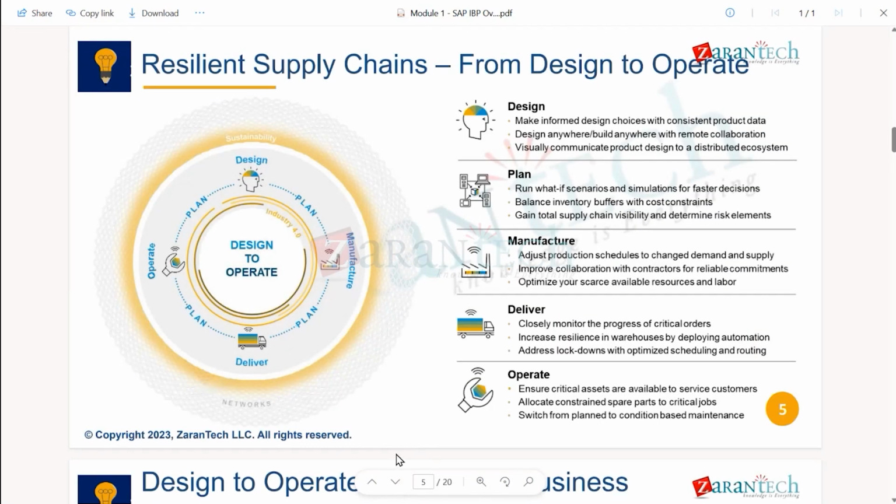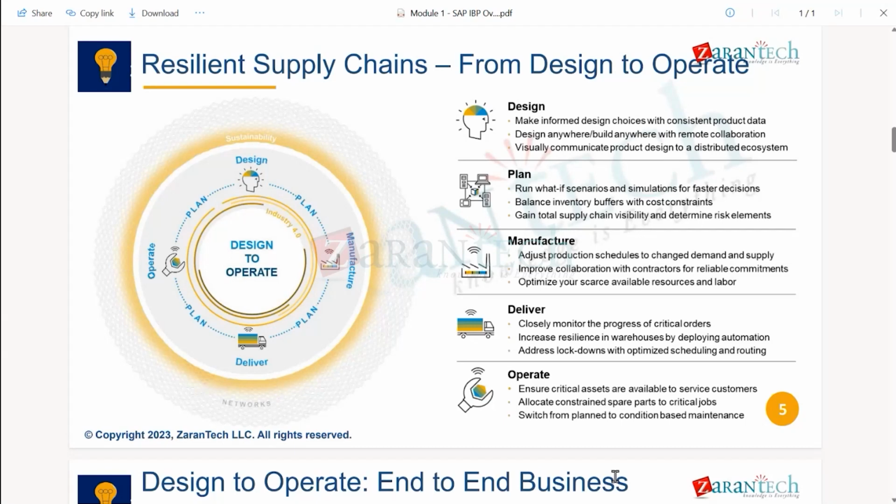Okay, so now we move on to the next topic, which is basically supply chain from design to operate. So what does it mean? Basically, in the manufacturing cycle, we have various steps which we call design to operate. Designing is the phase wherein the products are designed from the grassroots level. This is the stage when the product is formed.